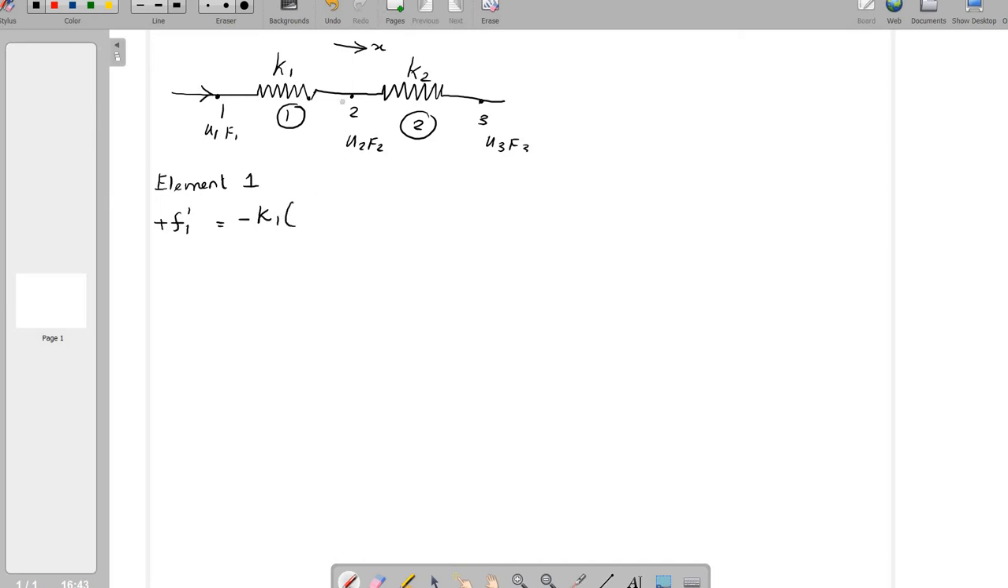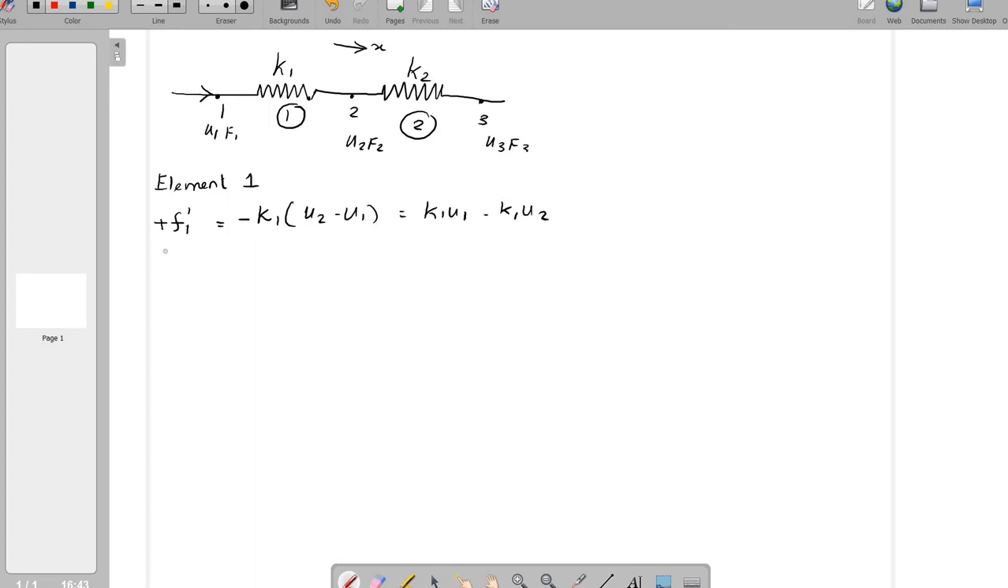We already learned about the displacement. The net displacement is U2 minus U1. So I am arranging in terms of U1 and U2 as the order. So it is K1 U1 minus K1 U2, because the stiffness coefficient is K1 and I am considering the element number 1 only.